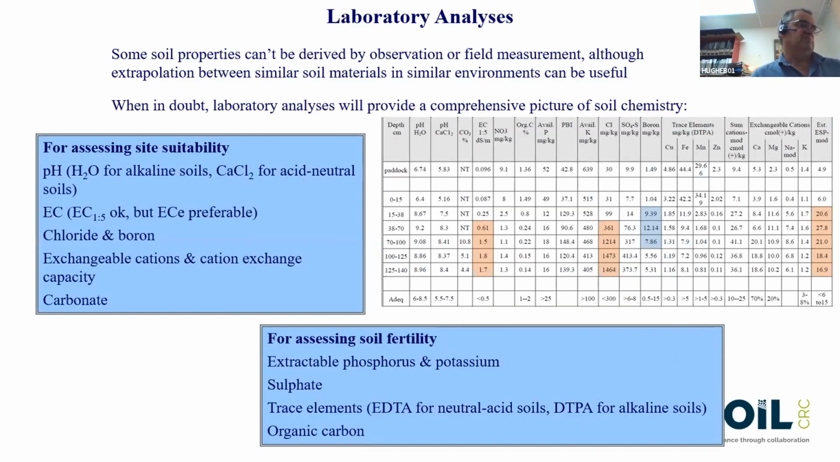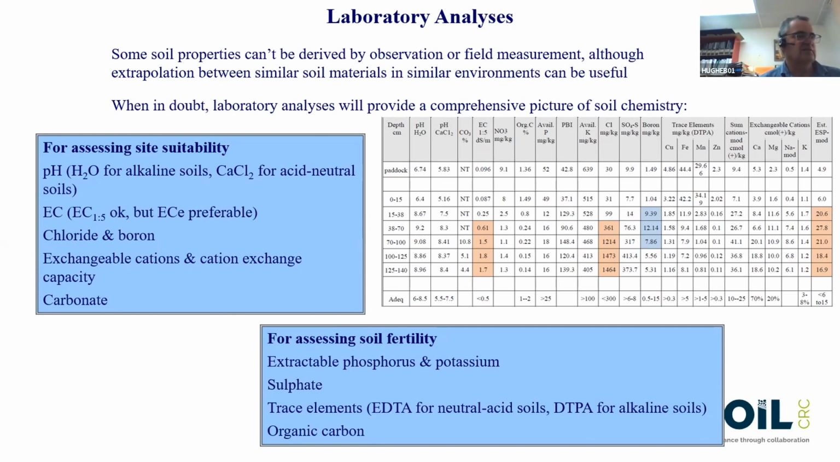So some of the properties can't be observed through the field, so you then go down your path of sampling the layers and getting some chemical analysis done. Generally, we would do a range of things from pH, salt, toxicity, things like chloride and boron, exchangeable cations. We may get carbonate percentage done, depending on the soil, and then a range of the fertility measurements, so things like phosphorus, potassium, sulfur, and the trace elements, and certainly organic carbon.